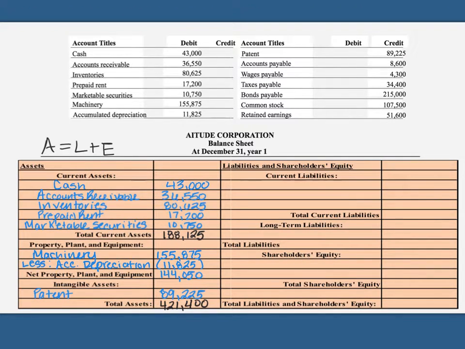Moving over to the right side, let's work on our liabilities. First, we'll look at current liabilities. And current liabilities are amounts due to be paid to creditors within 12 months. So the first thing we have for current liabilities then is accounts payable. Generally, we pay accounts payable maybe 30, 60, or 90 days. So of course, it will fall under a current liability. We have accounts payable for $8,600. Second one is wages payable, so that's paying your employees, and that's going to be for $4,300.